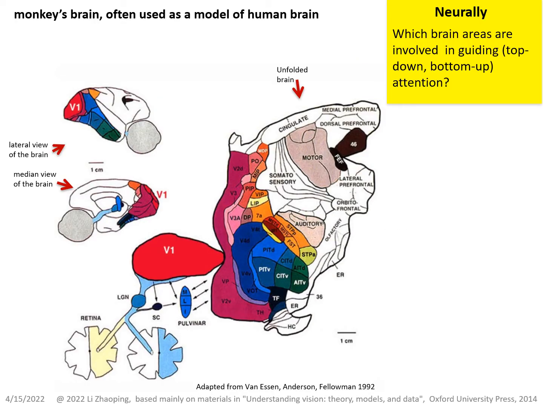Here is a monkey's brain. Monkeys' brains are often used as models to study human brains. This is a view from this brain's right side. This is the eyeball. This is the front of the brain, the back of the brain. If you unfold and spread out the cortical sheet, you have this unfolded brain.